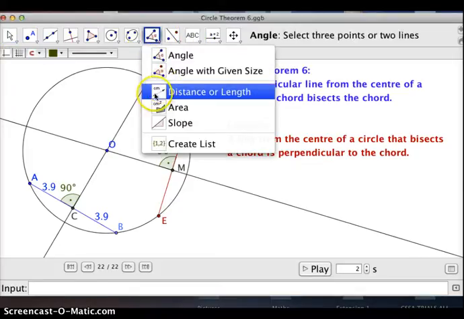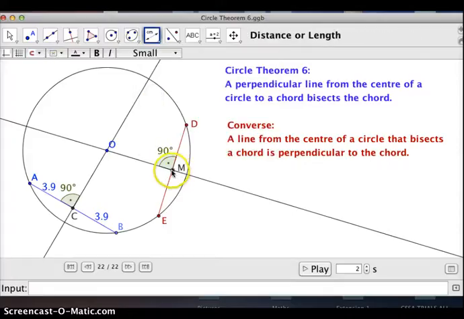Yes, so I'm clicking this distance icon and I click on M and I click on E, and look, ME is 3.7. I'm going to do the same here as well. I'm going to click on D and I'm going to click on M, and that distance is also 3.7. So this line is perpendicular to the chord DE, and notice it's actually bisected the chord because the distance from there to there is 3.7.